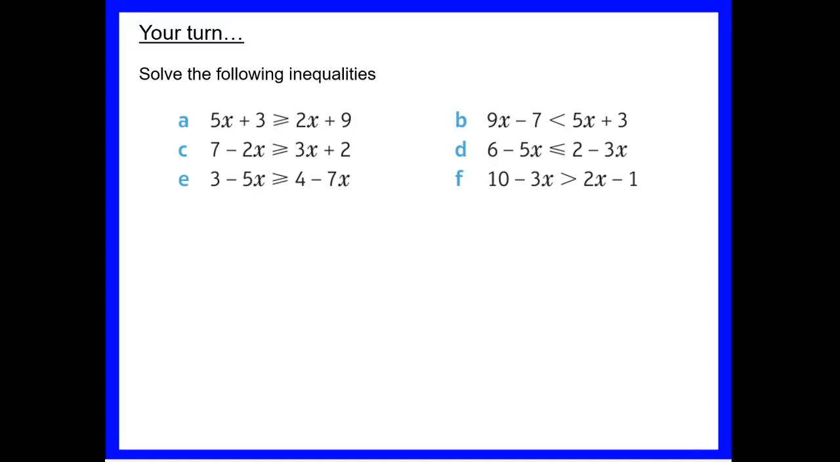Okay, let's have a look then at the solutions for these. So A then, x is greater than or equal to 2. For B, x is less than 2.5. C, x is greater than or equal to 1. D, x is less than or equal to 2. E, x is greater than or equal to 0.5 or a half. And F, x is greater than 2.2. Okay, make sure you're happy with those before you move on.